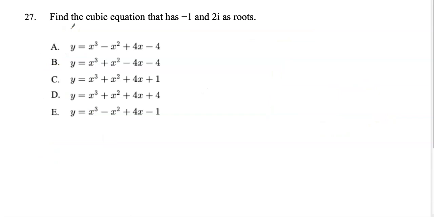Question 27. Find the cubic equation that has -1 and 2i as roots. You will not see a problem like this on the GED Math Test or the HISET Math Test. This is advanced algebra, deals with imaginary roots. I'm not even going to do this particular problem. I can't even see a way of using the process of elimination. I can tell you that the answer for this is going to be D.